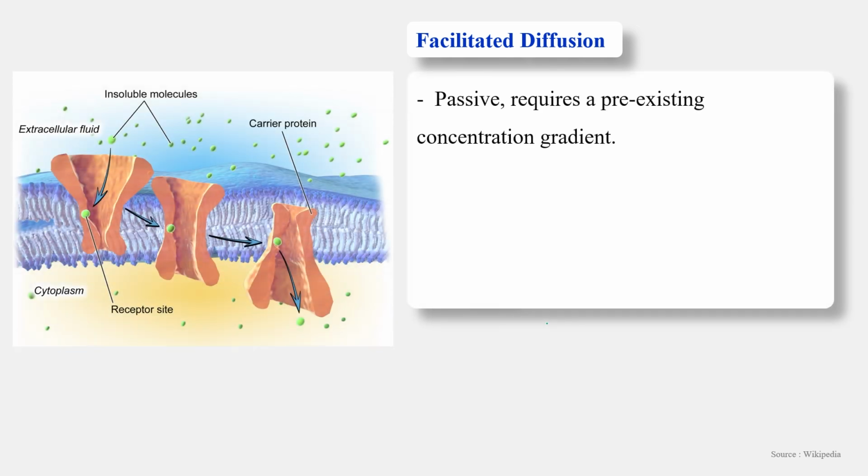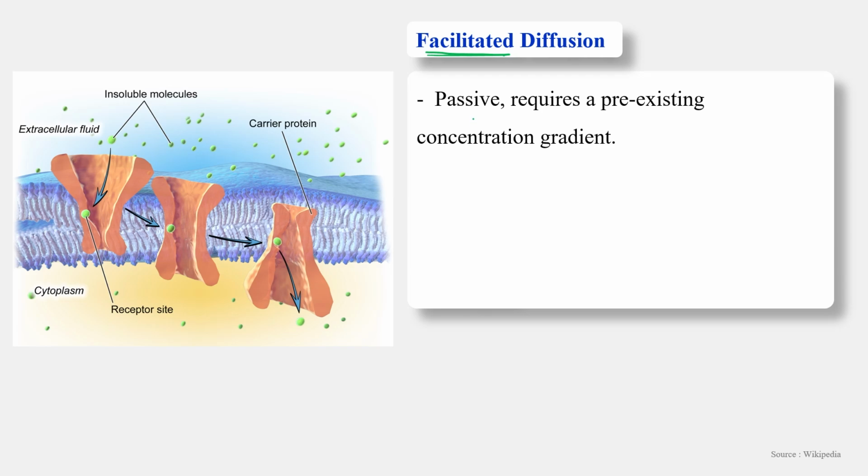Now, the next term which is related to diffusion is facilitated diffusion. Facilitated diffusion means this diffusion requires a kind of molecule which actually facilitates the movement of a particular molecule.